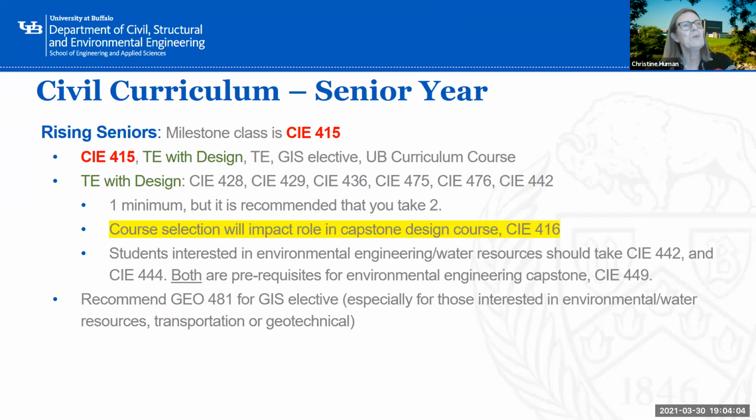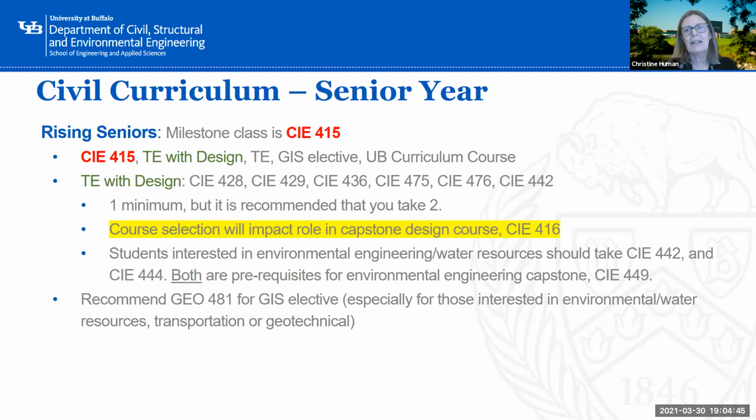So just to remind you, in the fall, you need to take CIE 415, that's professional practice with Professor Kaminski. You want to take at least one technical elective with design. We actually recommend 2, but at least 1. Then another technical elective, that's your second design elective, your GIS elective, and then a UB curriculum course. Now you might change a little bit depending where you are in your UB curriculum sequence. Some of you may have already taken your GIS elective, others might decide to push that off until spring. But those are the typical classes that you might take fall of your senior year.